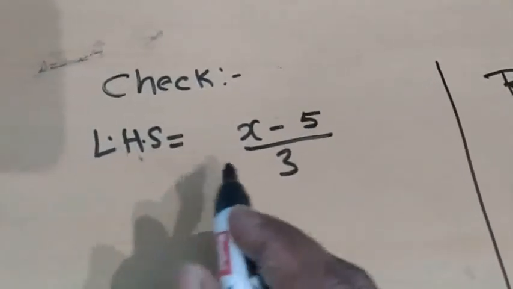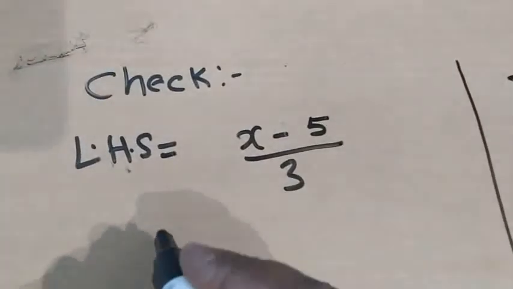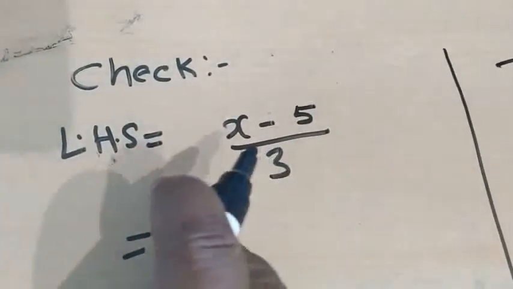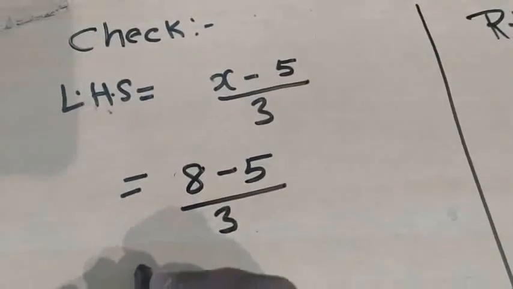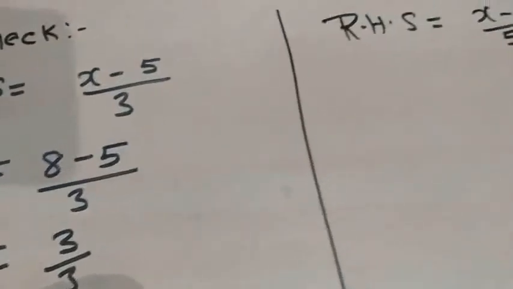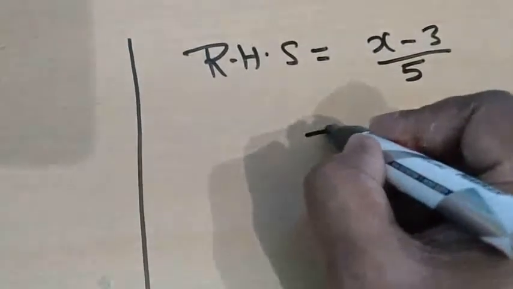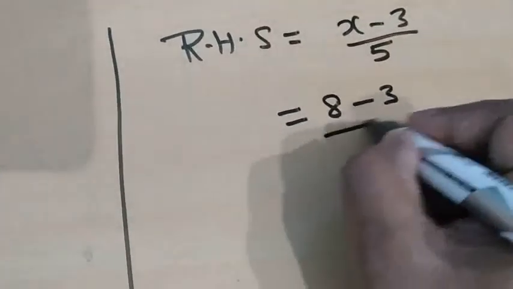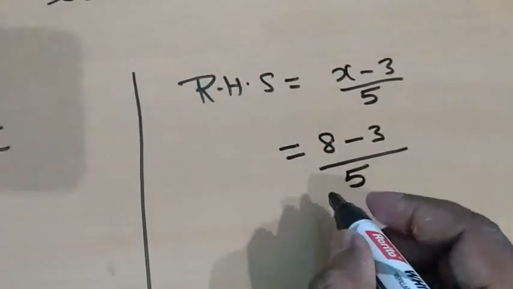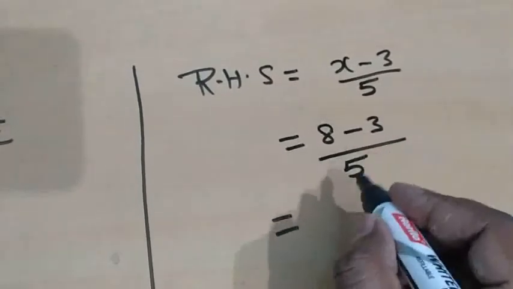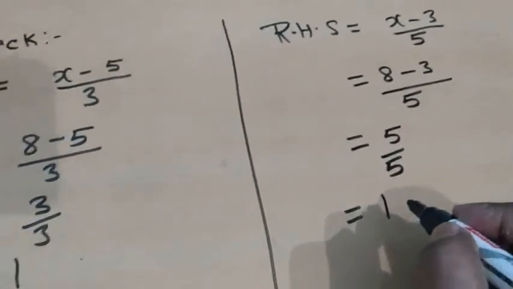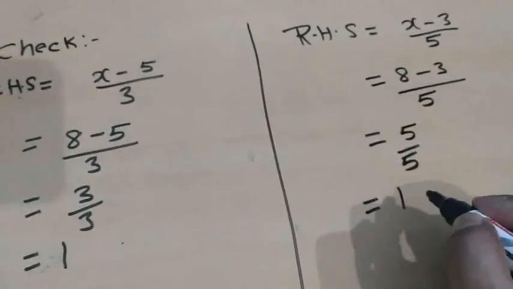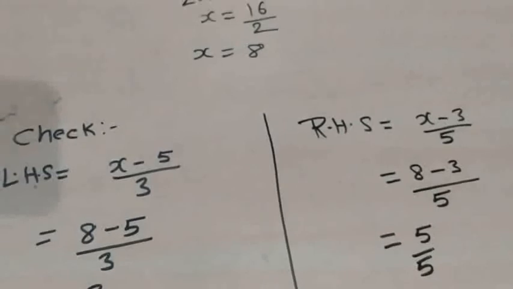Okay, so first we solve left hand side. What is the value of x? 8. So 8 minus 5 by 3. So 8 minus 5 is 3. 3 by 3 is 1. Okay, now in right hand side, the value of x is 8 minus 3 by 5. Okay, so 8 minus 3 is 5. 5 by 5 is equal to 1. So you can see left hand side and right hand side both are 1. Okay, so our solution is right. Our solution x is equal to 8 is right.